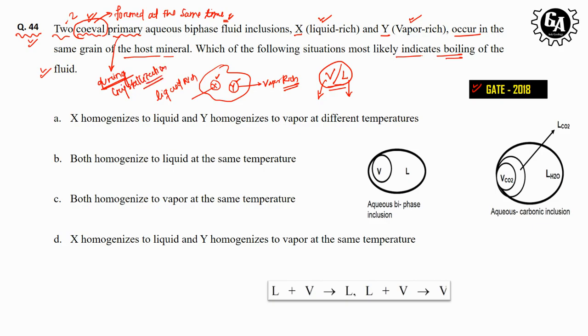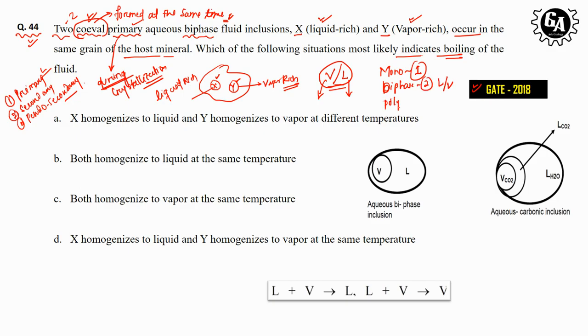What are the other types of fluid inclusions? It may be primary, it may be secondary, where secondary means after crystallization, and it may be pseudo secondary. So the types are primary, secondary, and pseudo secondary. Then there are monophase, biphase, and polyphase. Monophase means only one phase will be there. Biphase means two phases will be there, in this case liquid and vapor.